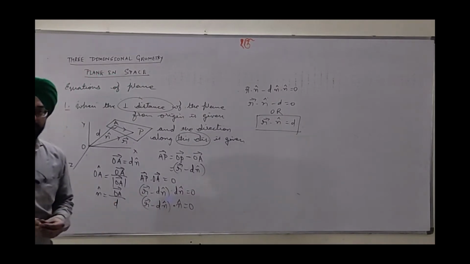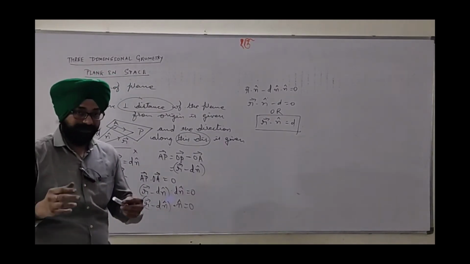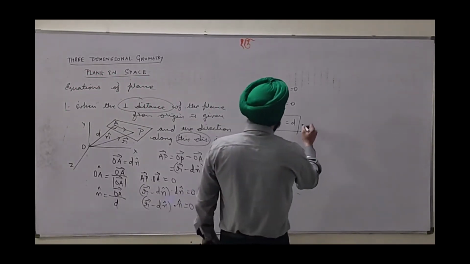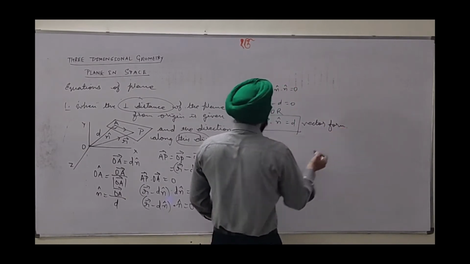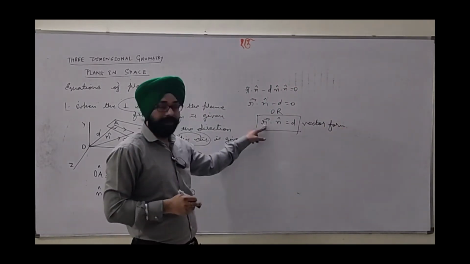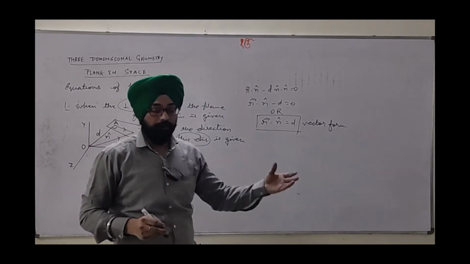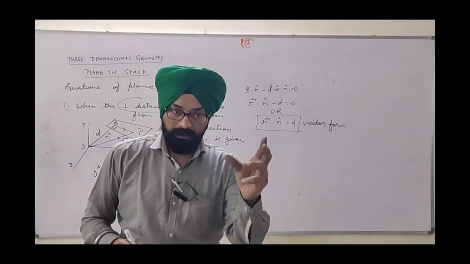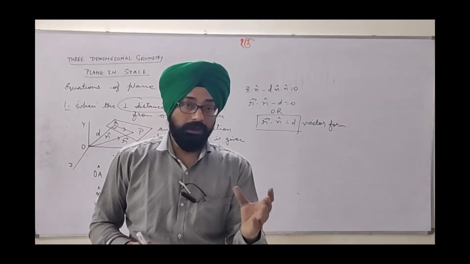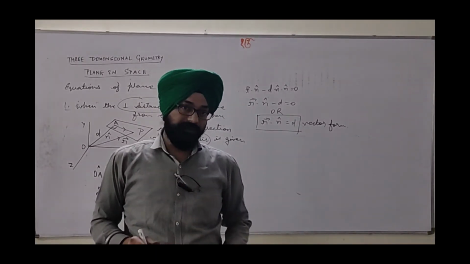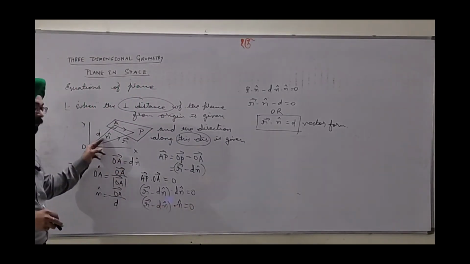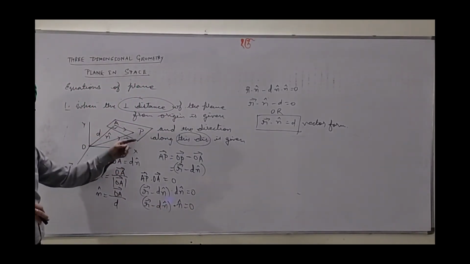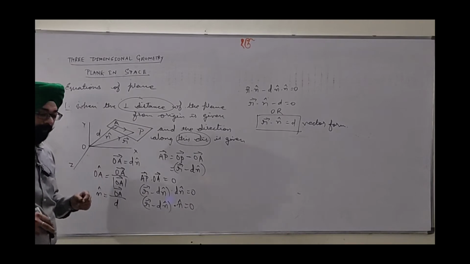Here this is the equation of the plane, the vector form of the required equation. Here, r vector will be the vector representing all the arbitrary points, the infinite points on the plane. n cap, as you see, is the unit vector along the perpendicular distance from the origin to the plane, and d is the length of that perpendicular distance.